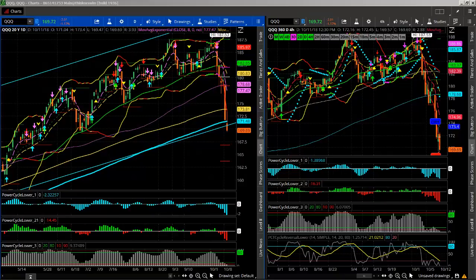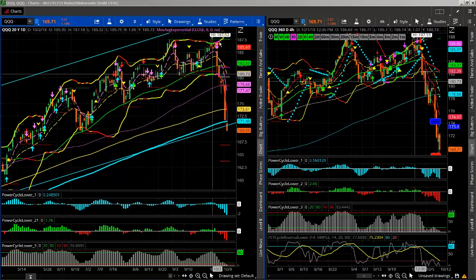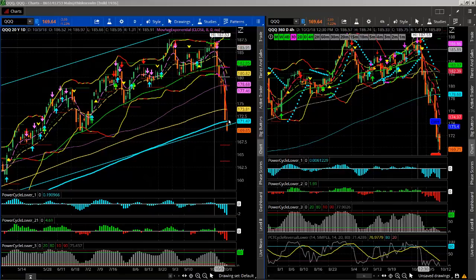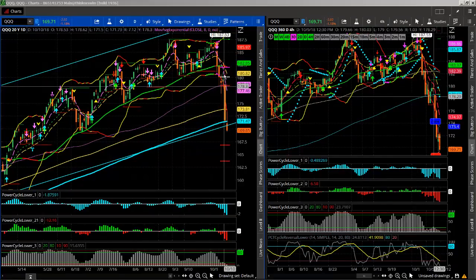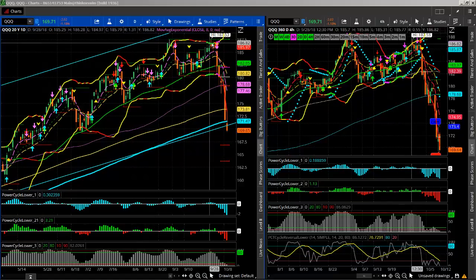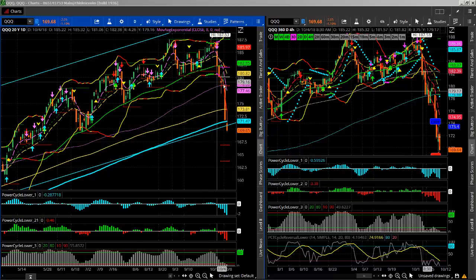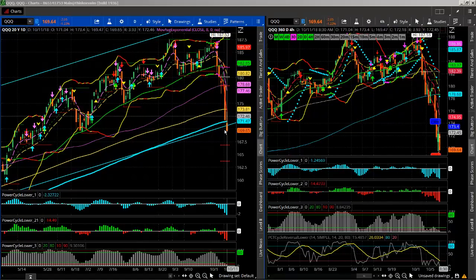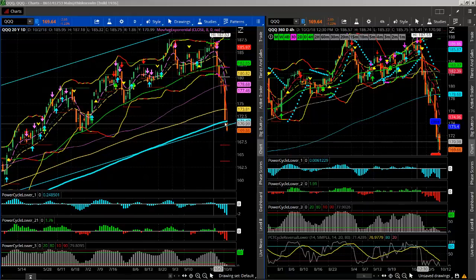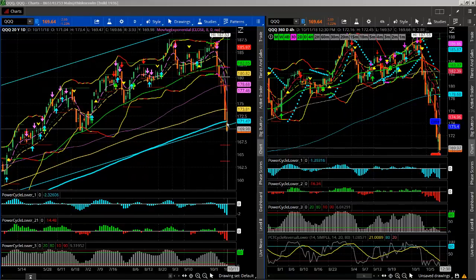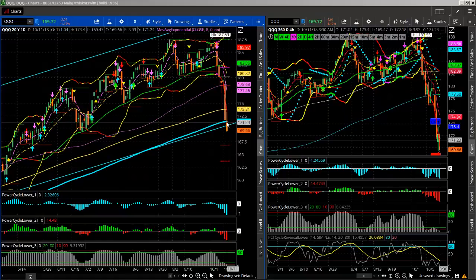So first off, here's just an example. QQQ, this is a NASDAQ 100 ETF, and you can see we've had this massive sell-off here over the last 2 days. So we had what we call a volatility squeeze here on a daily chart, and you can see that the price has just collapsed to the downside, and now it's currently trading below the 200-day moving average. So very, very weak price action here.